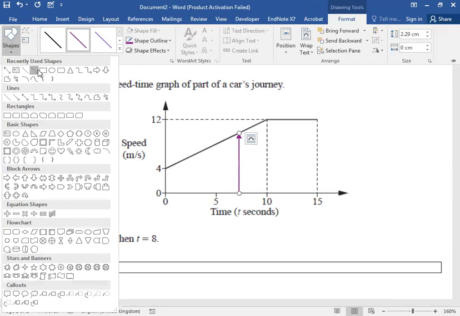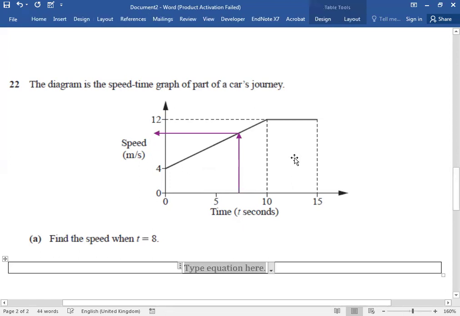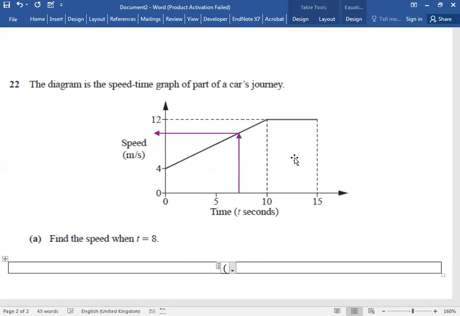Right? First of all, if I take any 2 points on this line, will my gradient be the same or different? Same, no matter what 2 points I take, my gradient will be same. Okay, let's see how many points I can take. What do I know? 0, 4. This is one point that I clearly know on the line. 10, 12, another point that I clearly know on the line. And the third is 8, let's call the speed V.